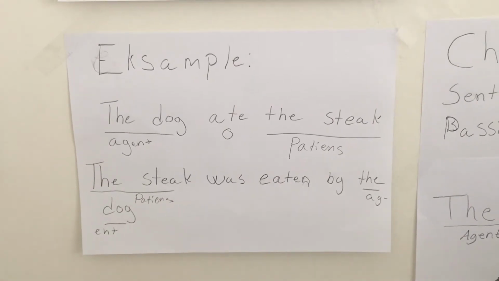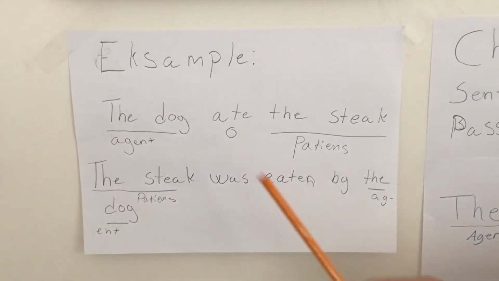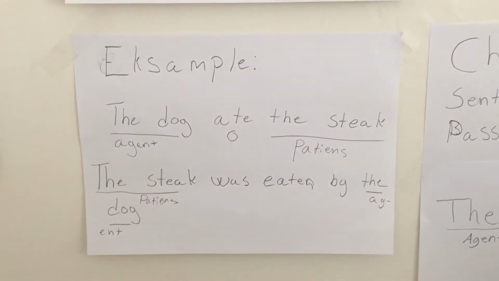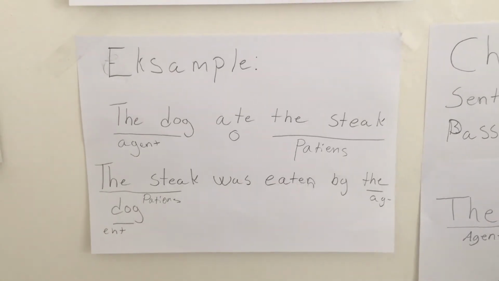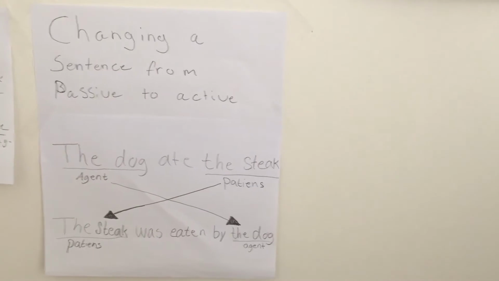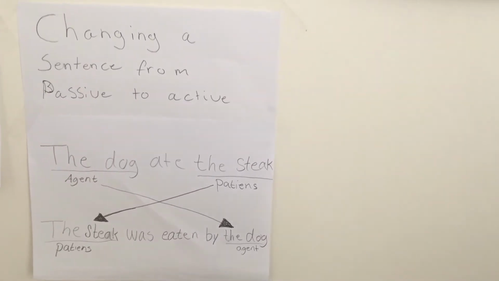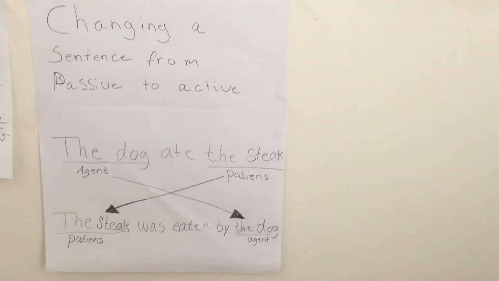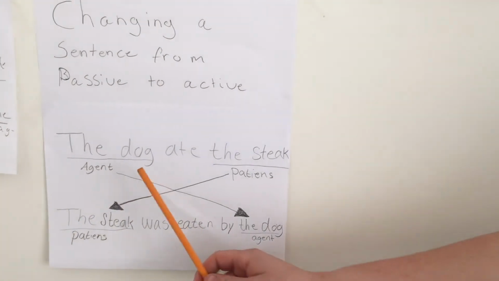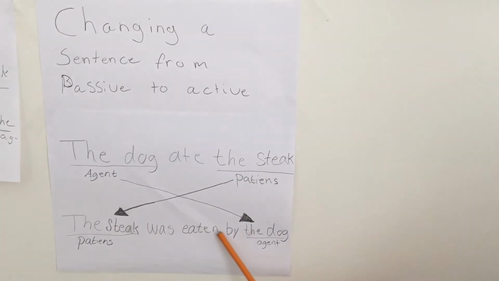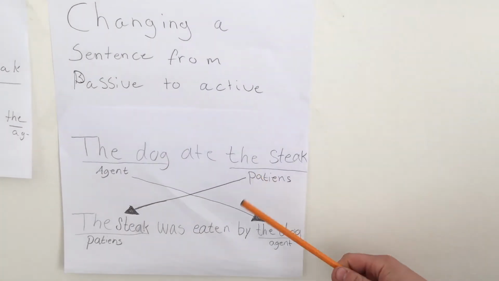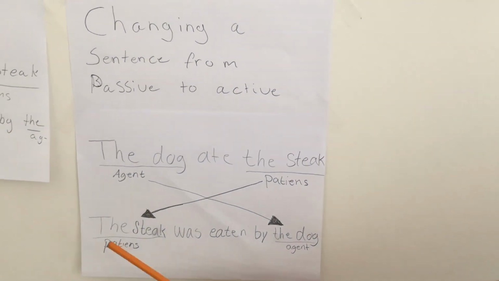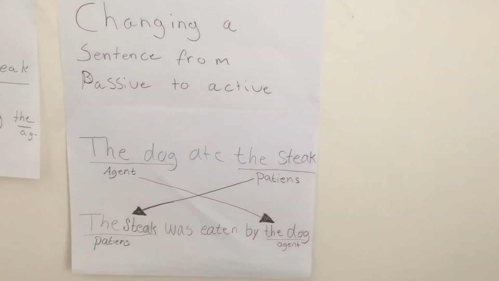Let's look at the sentence again. We can see here, the dog ate the steak. The dog is the agent, which means that the sentence is active. How to change a sentence from being active to being passive: by switching the order the agent and the patient come in. We're going to look at our first example again. The dog ate the steak, and the steak was eaten by the dog. You can see that in the first line here, the steak is at the end of the sentence, but here it's at the beginning, and the same is seen with the dog.